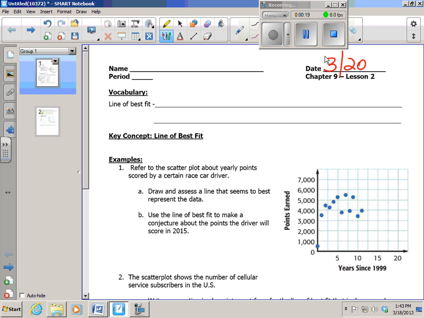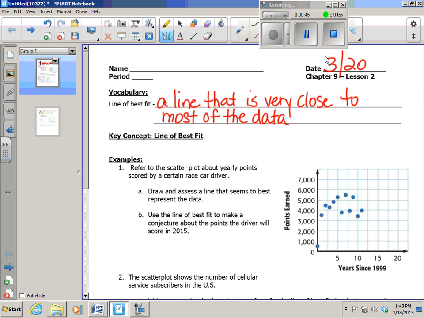And that is a line that is very close to most of the data points. We're talking about a scatter plot when we're doing line of best fit.